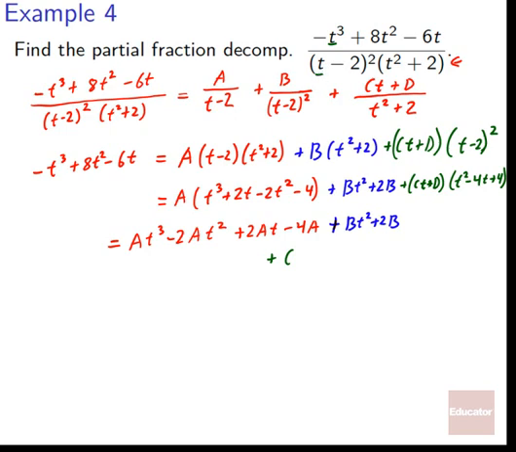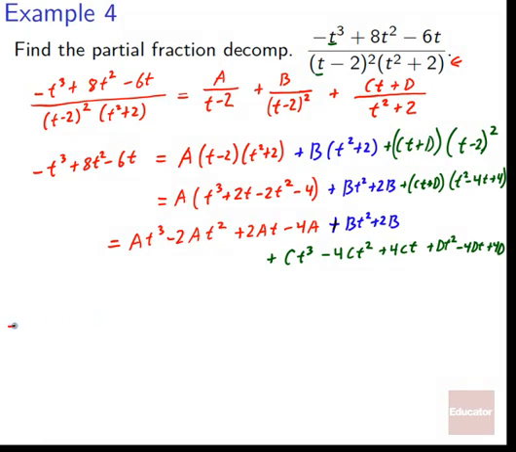So let's work this out. Ct times t squared becomes ct cubed. Ct minus 4t becomes minus 4ct squared. Ct plus 4ct plus dt squared minus 4dt plus 4d. Whew, okay, got a lot of stuff here.